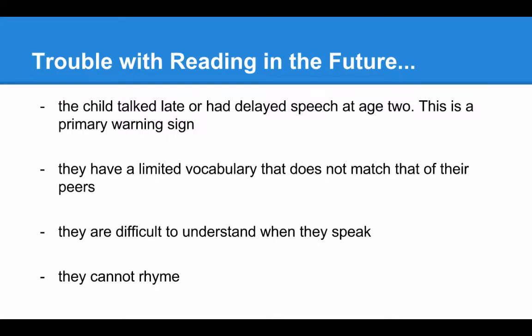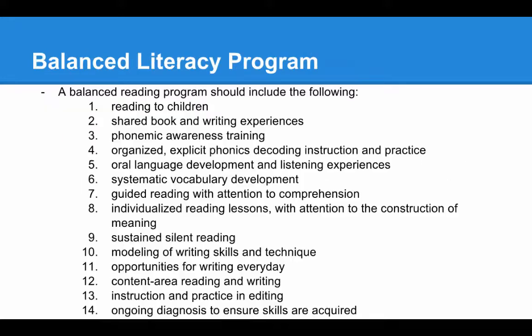Trouble with reading in the future. So the child talked late or had delayed speech at age 2. This is a primary warning sign. They have a limited vocabulary that does not match that of their peers. They cannot rhyme, and they are difficult to understand when they speak.